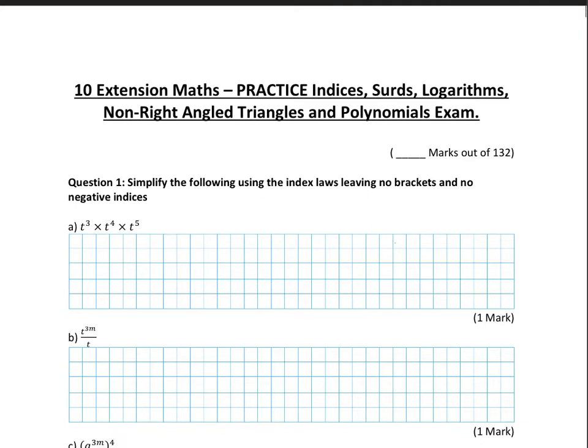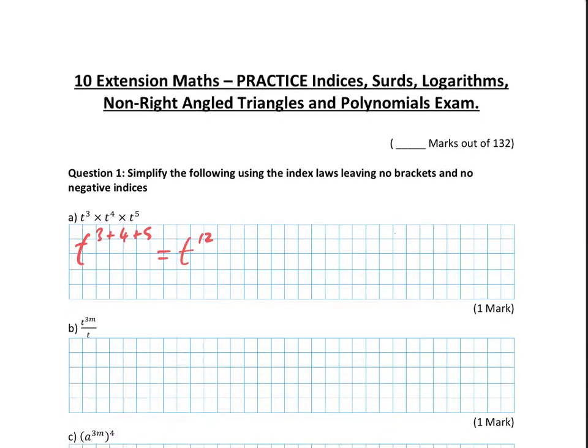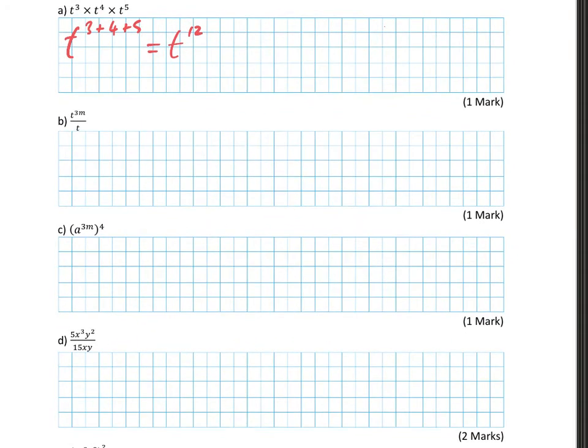You have the same base number being multiplied with different powers, so the powers are added. So that's going to be t to the 7, 8, 9, 10, 11, 12. My pen is a little thick here, I'm going to make it even thinner. t to the power of 12.